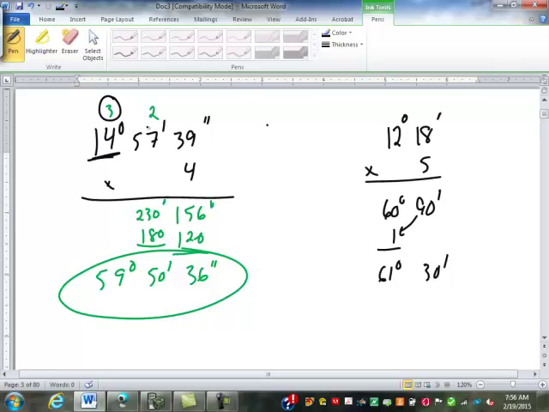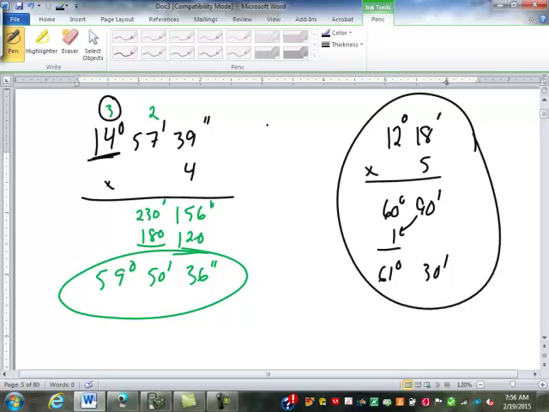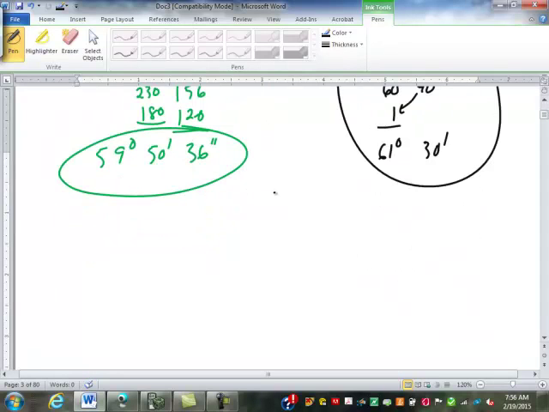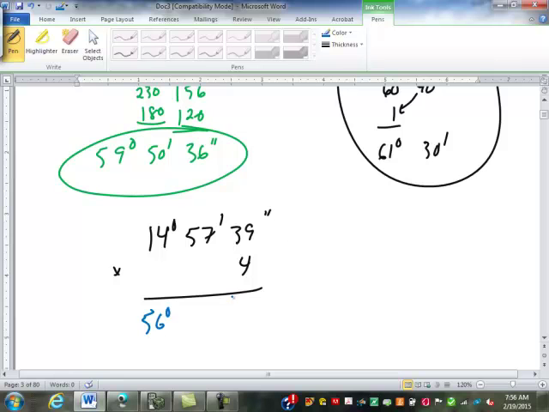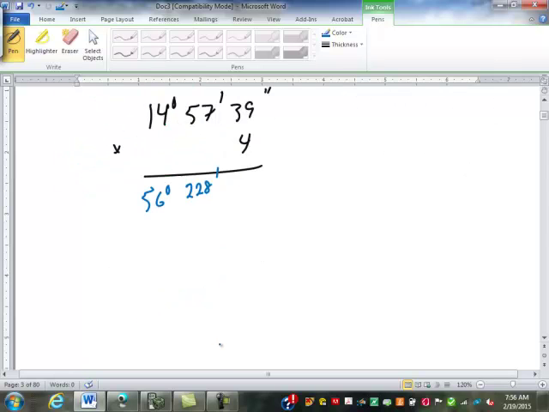Okay. Does the example on the right, will that work every time? It does. It's just a little tricky. I mean, if I were to do this problem that way, 14, 57, 39, it gets a little messy. 4 times 14 is 56. 4 times 57 is 228. 4 times 39 is 156.